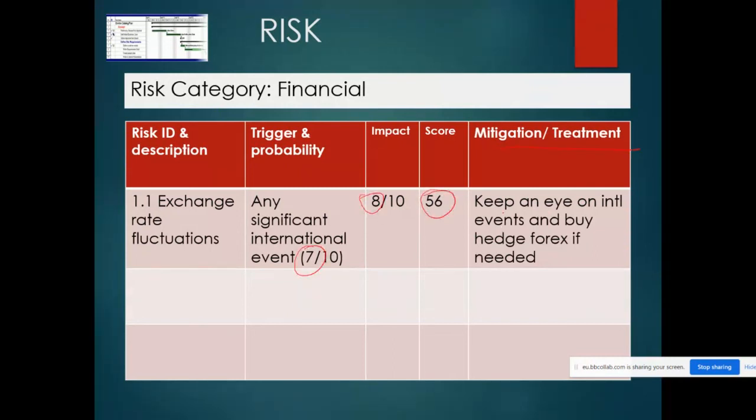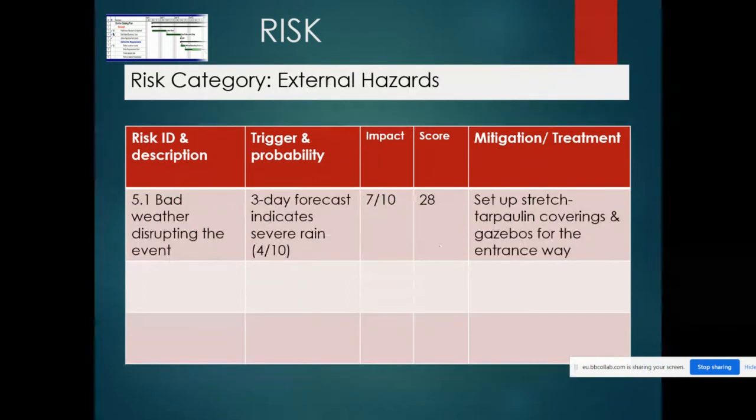What's the mitigation or treatment? Keep an eye on international events and buy hedge fund foreign exchange if needed. In other words, you buy foreign exchange up front at a rate that you know, and then you keep that foreign exchange for later, in the knowledge that the rand might get weaker, so you buy it a bit earlier while it's still stronger. If you're buying dollars off the rand, for example.